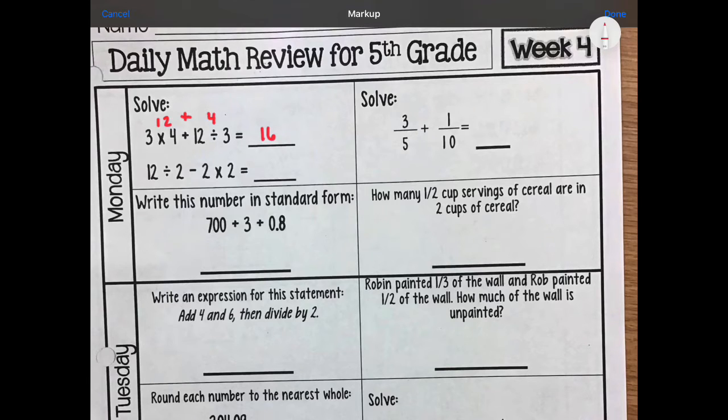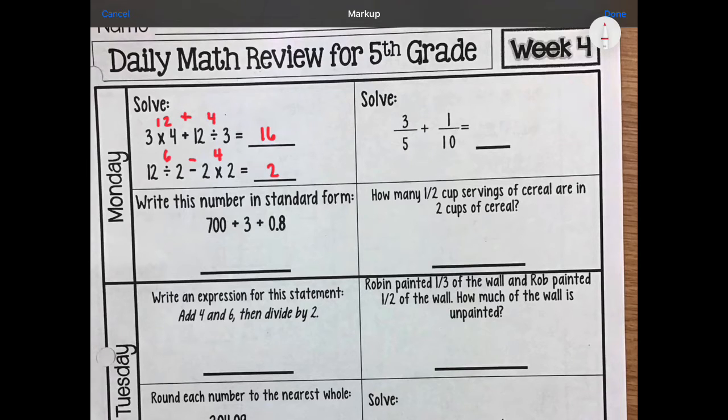So now I'm going to come down here, 12 divided by 2 minus 2 times 2. Lots of 2's in this problem. 12 divided by 2 is 6. So now I'm going to have minus 2 times 2, which is 4. 6 minus 4 is 2.